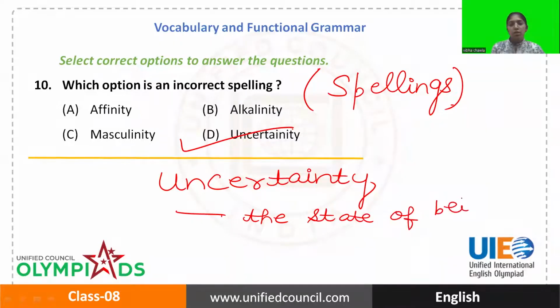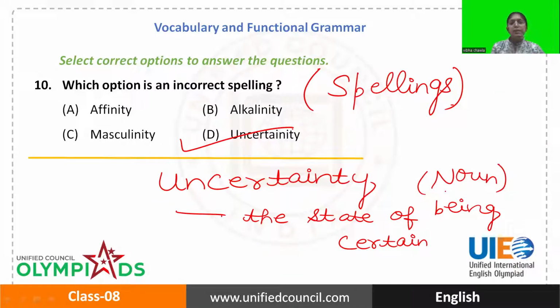It means the state or the fact of being certain. It's a noun. Uncertainty, which means the state of being certain. It's option D. Correct spelling, I told you.